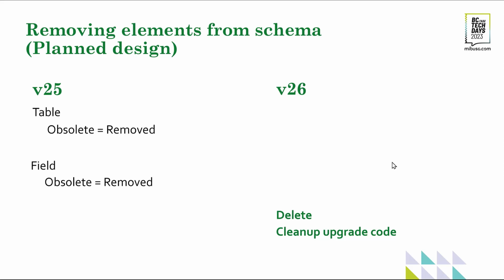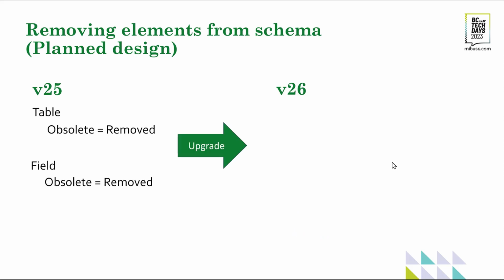The second item is that you need to clean up the upgrade code, because now the references are going to be broken and the upgrade is not going to compile. And then the next step is to simply run the upgrade, and the engine itself is going to check if the table and the field have been marked with obsolete removed, and it is going to allow the change. Then it is going to drop the definition and remove the field and the table from the SQL definition.